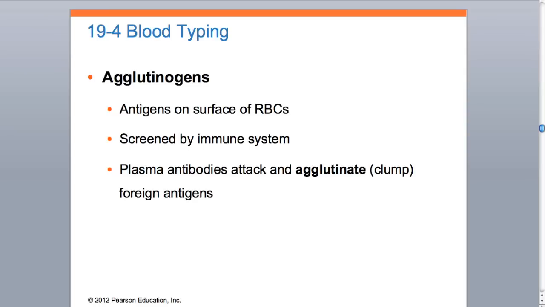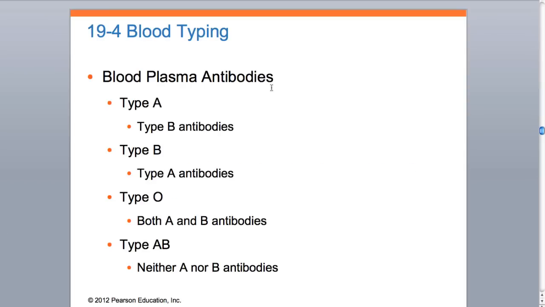So now, what is the other aspect? If we have agglutinogen for your antigen, what's the other part? Your antibodies. Not shown on this slide, but there's another term, and that's called agglutinin. So the term agglutinin is the same as antibody. One more time, agglutinin is the same as antibody. Now, A blood has antibody B. B blood has antibody A. O blood has A and B antibodies. And AB blood has neither A nor B.